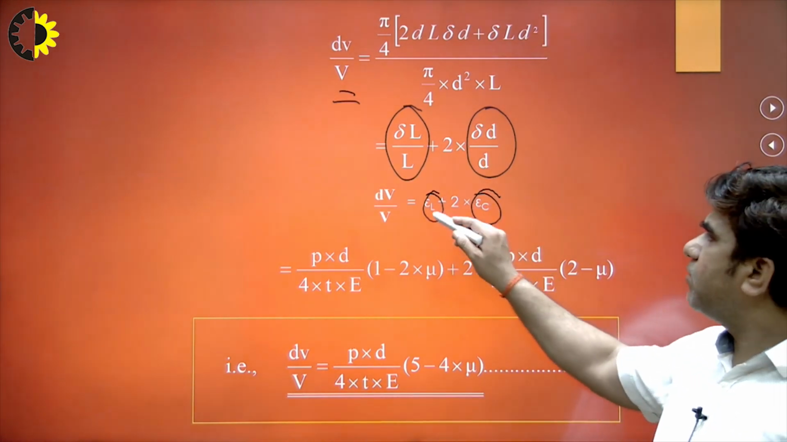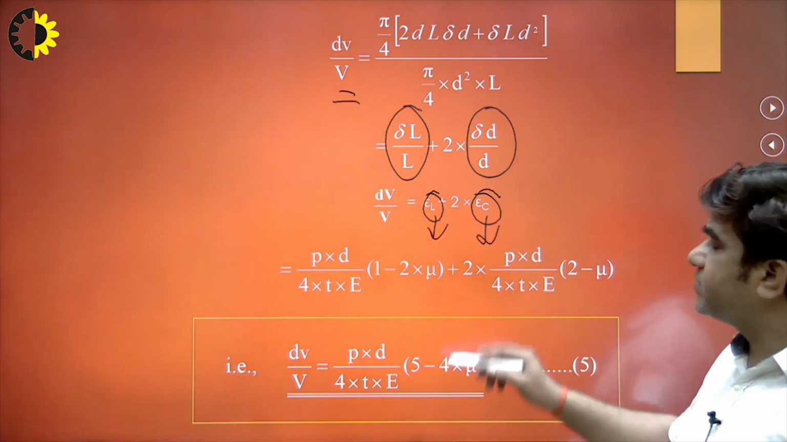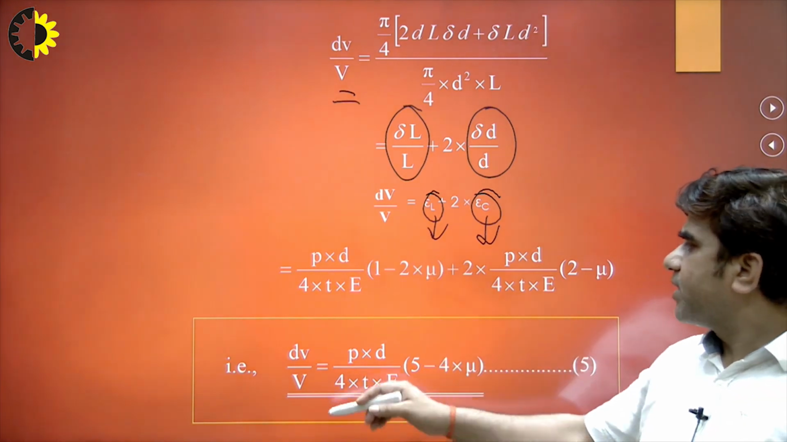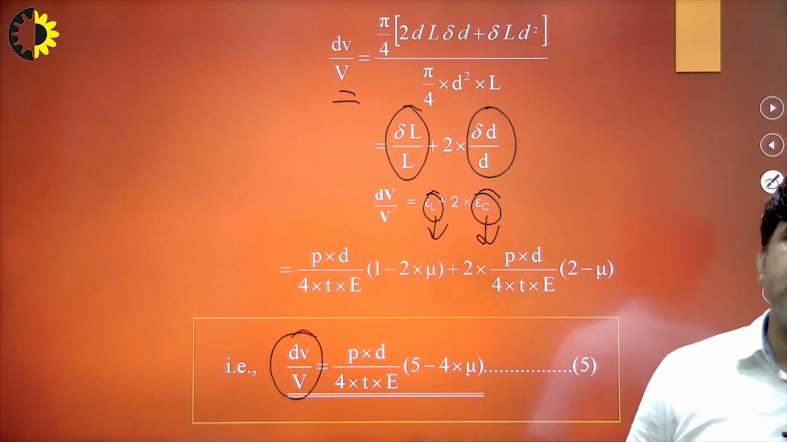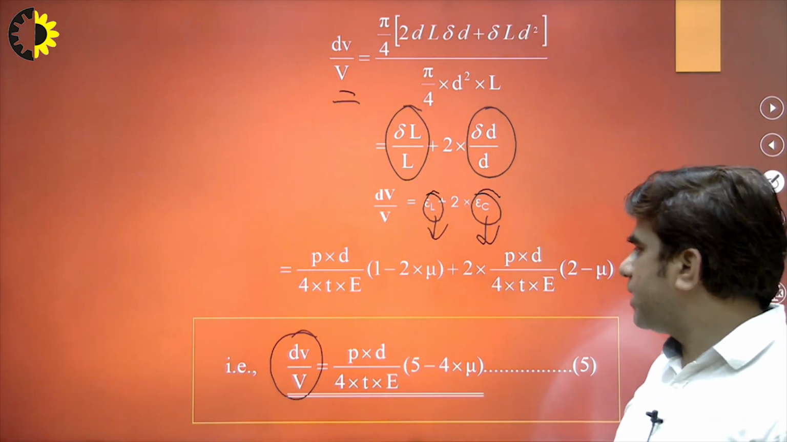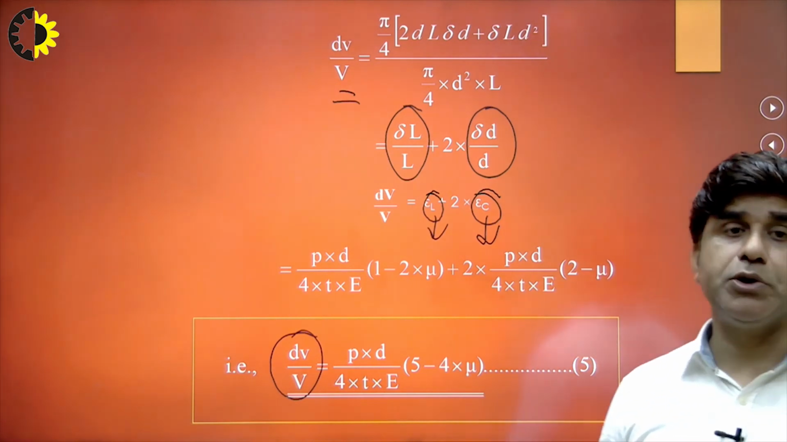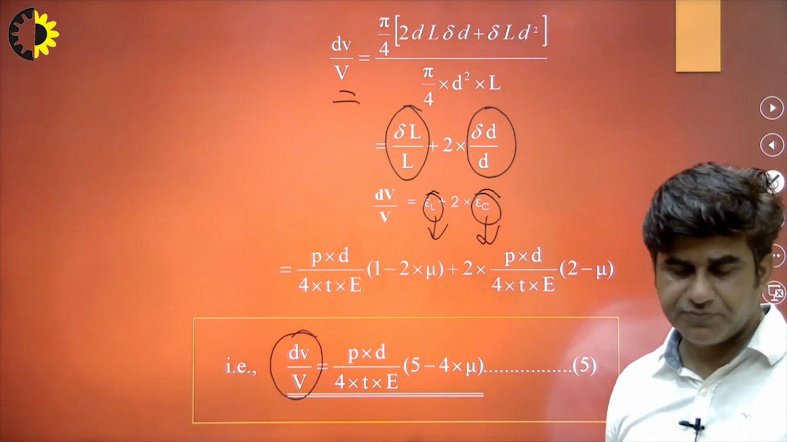So putting the value of epsilon L and putting the value of epsilon C, which we just calculated, okay, this volumetric strain can be calculated, and this comes out as PD by 4 TE into 5 minus 4 mu. This is the volumetric strain.